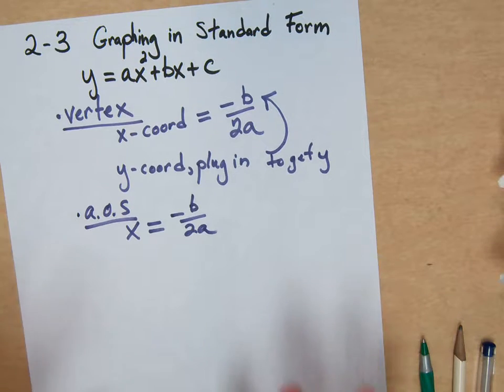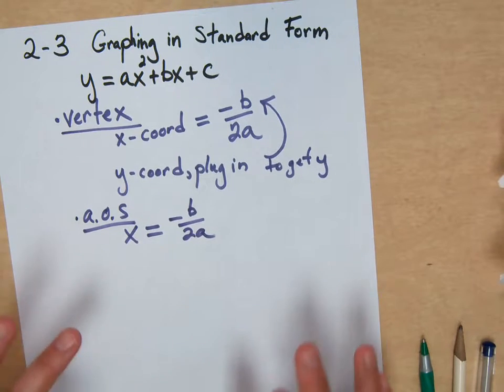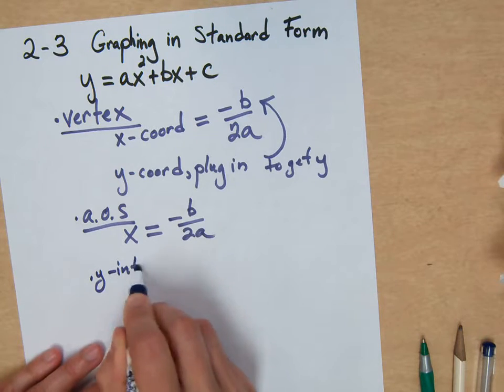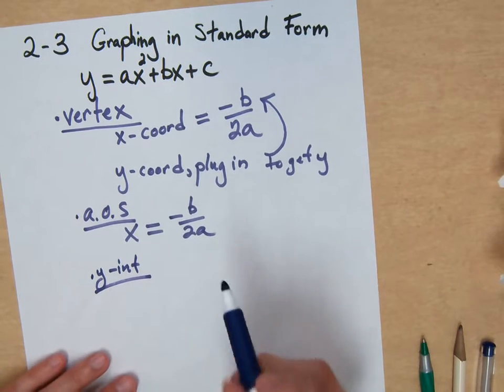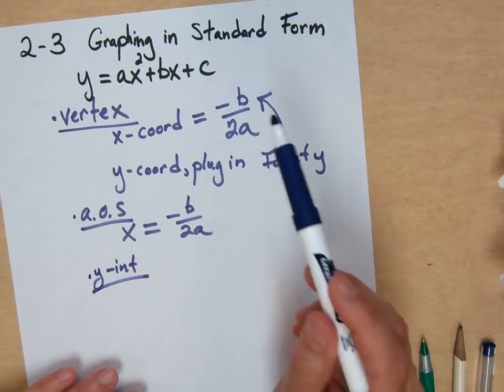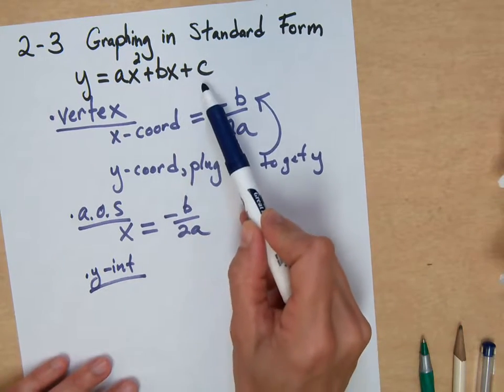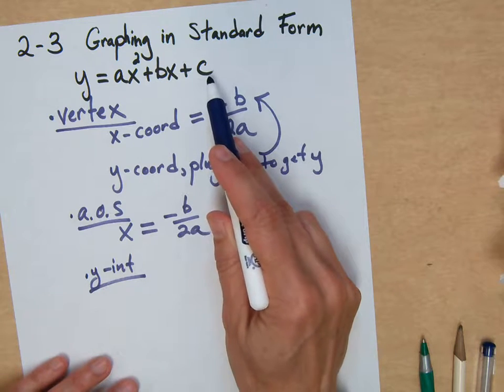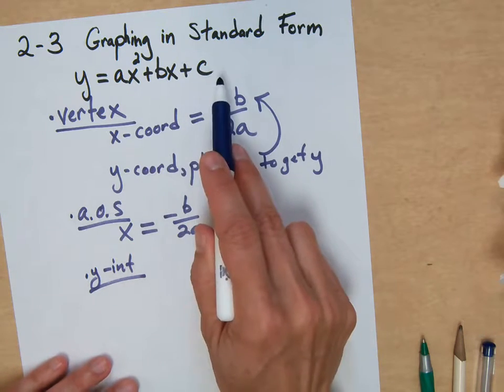And here's the big advantage of standard form. You'll like this. You probably saw it today. The y-intercept, you can just look at it and pull it out. You don't have to plug anything in or do any work, because the y-intercept is c. Do you know why? Can you tell by looking at it how come that happens?